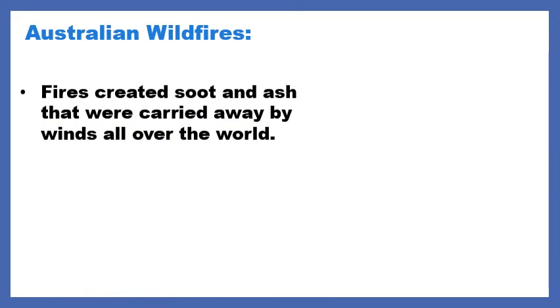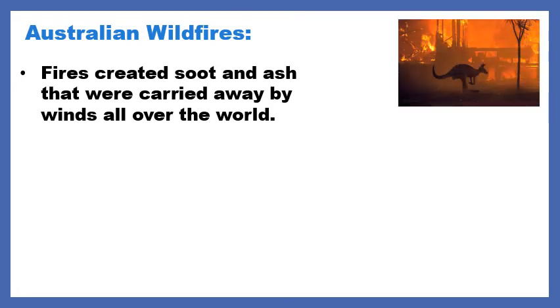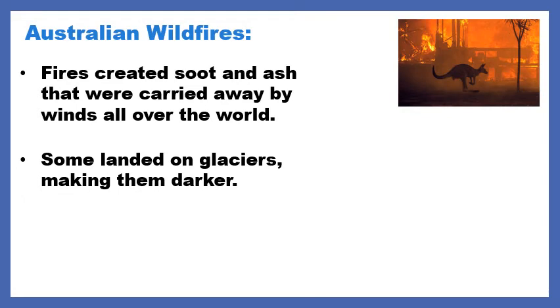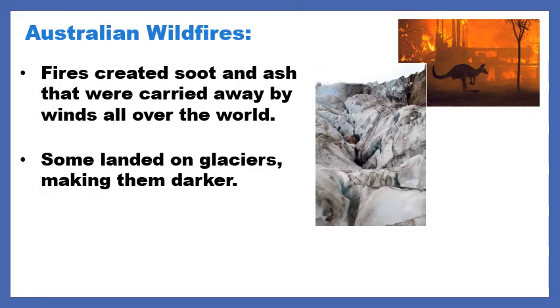All right, so I want you to apply this to something that recently happened in early January, the really, really deadly Australian fires. So these fires created soot and ash that were carried away by winds all over the world. And what they actually ended up doing is they traveled so far that they landed on glaciers, remember those big, big sheets of ice, and made them darker.